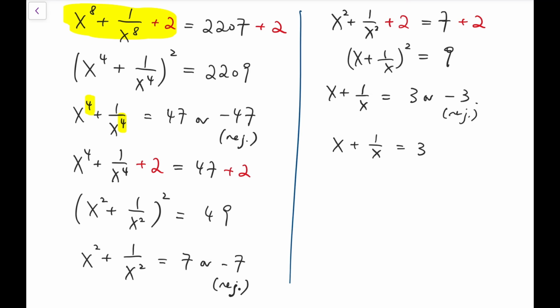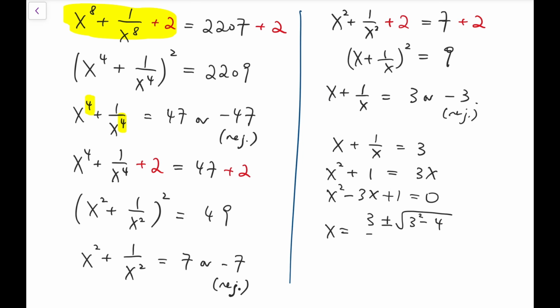Now at this point, I'm going to just treat it like an ordinary quadratic equation by multiplying both sides by x. And I'm going to use the quadratic formula, which says that x is equal to 3 plus or minus square root of 3 squared minus 4, over 2. So x is either 3 plus square root of 5 over 2 or 3 minus square root of 5 over 2. So there are only two candidates left, and let's see which is the correct answer.